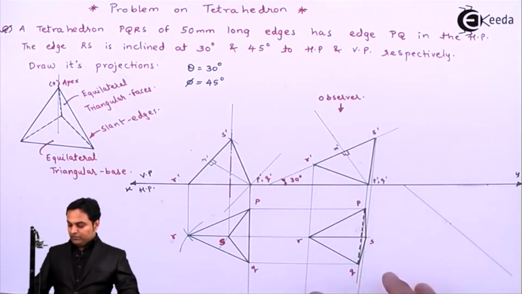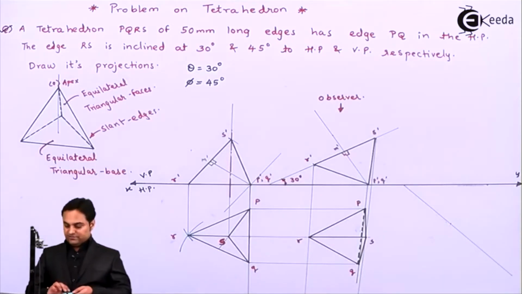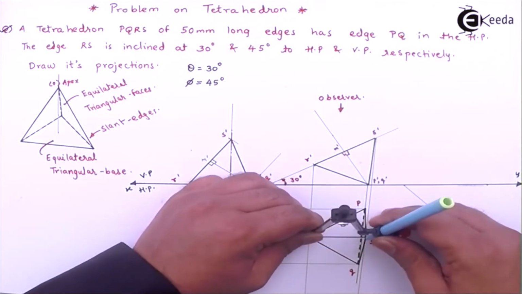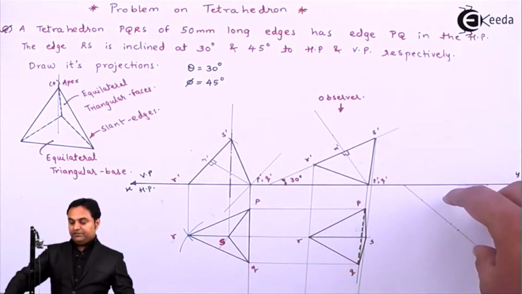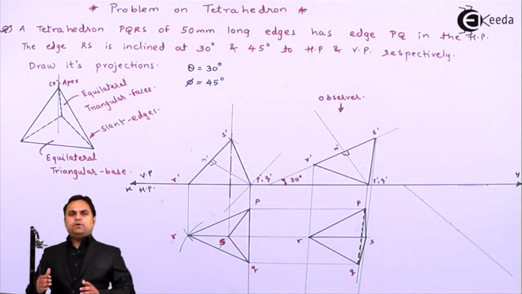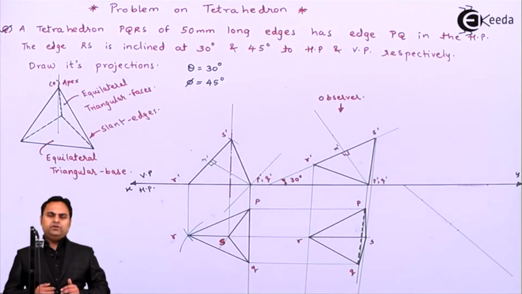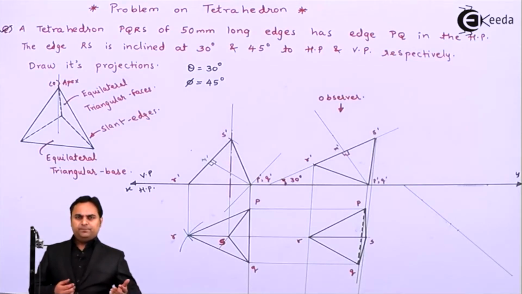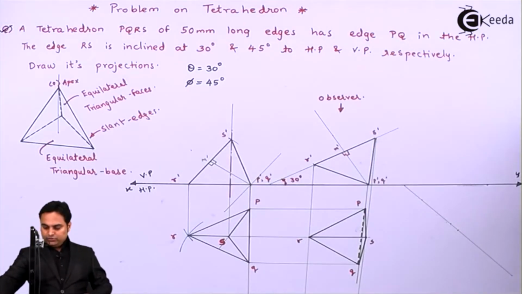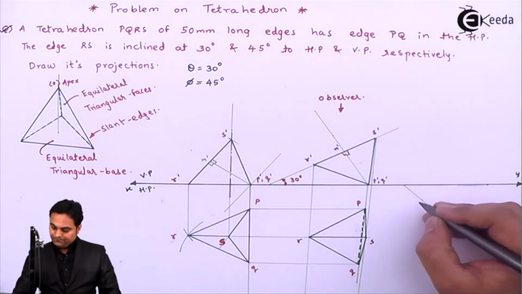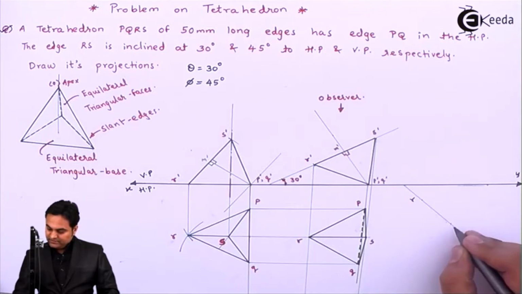Now over this I'll mark this length RS. So we have tilted it in this direction. In this problem, nothing was mentioned that either the apex should be closer to the observer or away from the observer, or the base should be closer or away. So we can draw it anyhow. So here I have taken R and this is S.